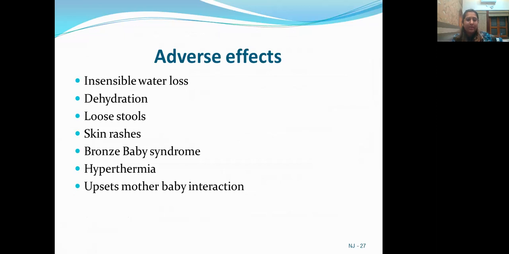Now coming to the adverse effects, there are certain adverse effects like insensible water loss. Phototherapy usually leads to 20% of insensible water loss, and as it also upsets the mother-baby interaction, it might affect the feeding sometimes. Hence, there could be dehydration, loose stools. It leads to skin rashes, which is very commonly seen after phototherapy. And when a baby with conjugated hyperbilirubinemia is placed in phototherapy, then because of the photo reactions, certain conjugated bilirubin converts into certain photochemicals, which gives a bronze appearance. And therefore, this is known as the bronze baby syndrome. Temperature monitoring is important because there could be hypothermia. And yes, it upsets the mother-baby interaction.